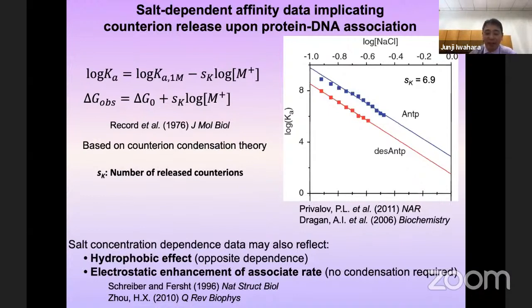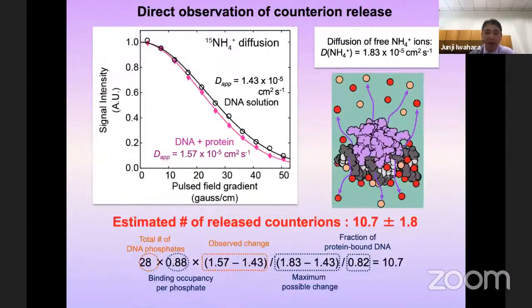This is just observing equilibrium constants for protein DNA association at different salt concentrations, and nothing is really directly related to ions. So by observing directly the ions' behavior, we thought that we can better assess this ion release. That's what we did. Using the diffusion method, we basically measured the number of released counter ions.